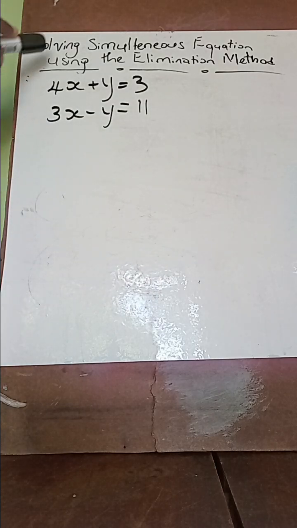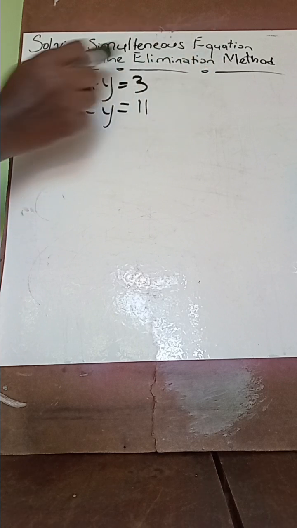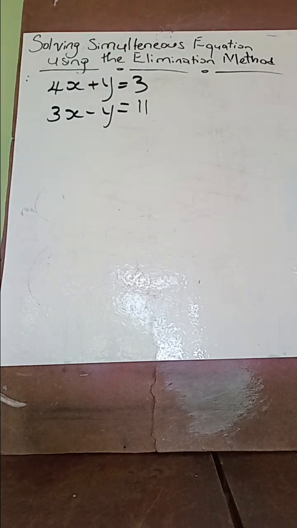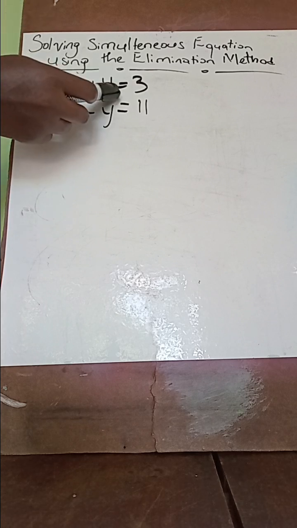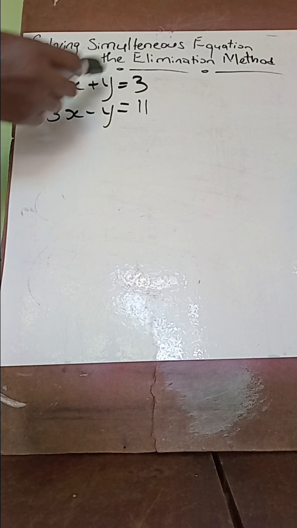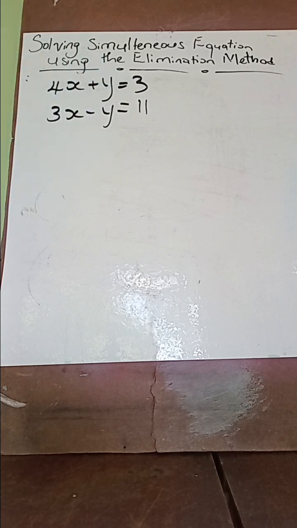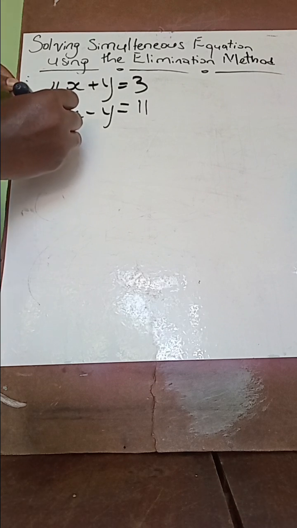Today's topic will be solving simultaneous equations using the elimination method. So here we have two equations, right? And we're trying to solve for x and y. We don't know the value of x nor y. So the first step we're going to do is write back the equation, both equations.